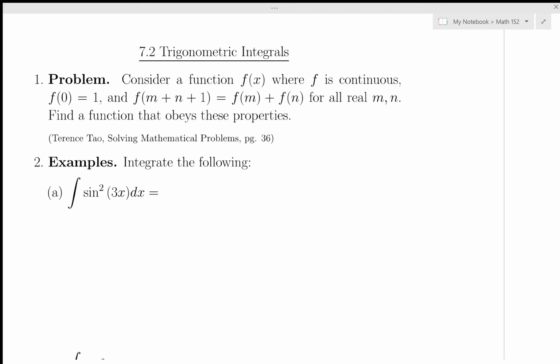So this is basically going to be some strategies for integrating trigonometric functions. We'll basically be illustrating the variety of techniques with some examples. Okay, so here we are.